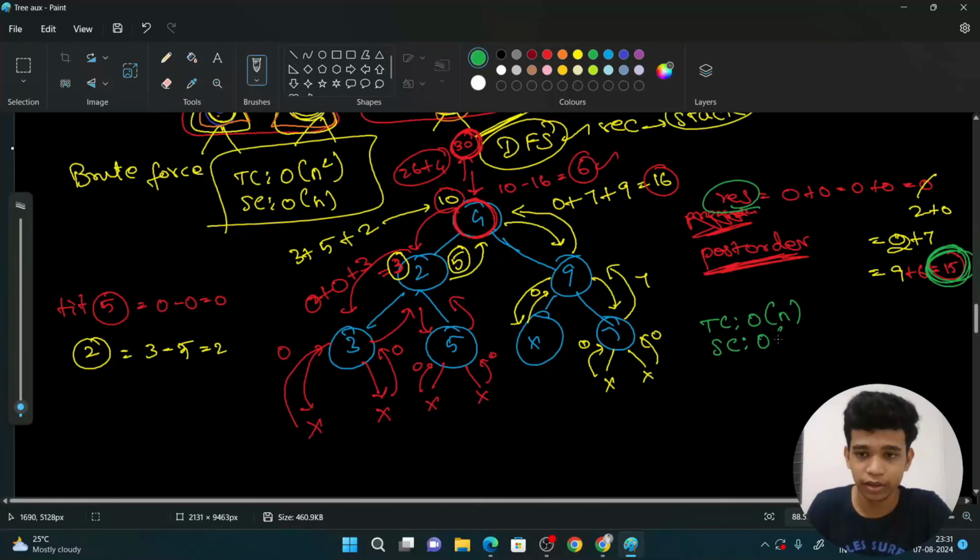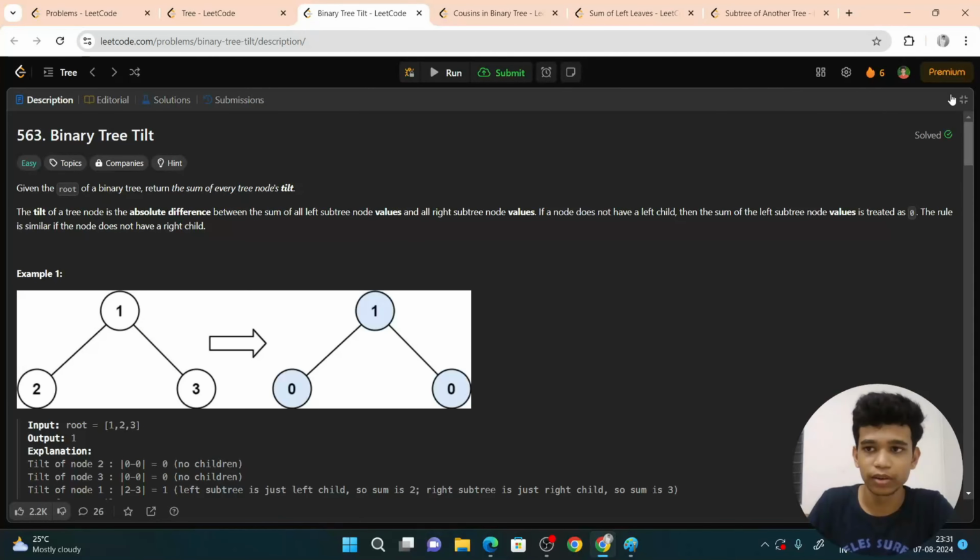Okay, now what is the space function? It is the height of this tree. So this is the time and space function analysis. Now let us see the code.